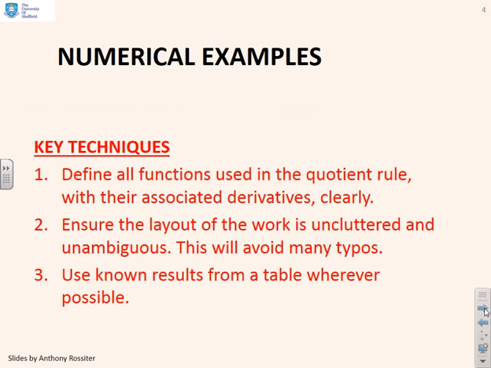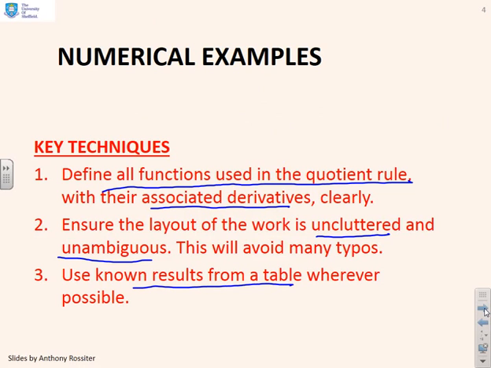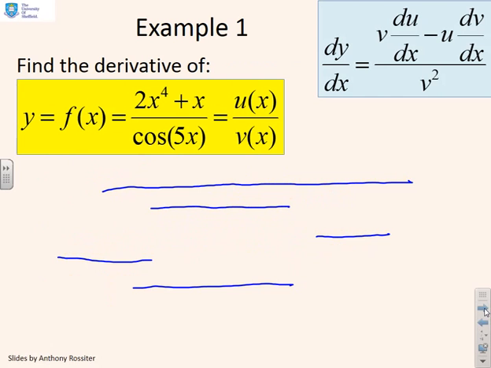How are we going to do this then? There's a key technique that you should deploy to keep things simple and correct. First of all, define all the functions used in the quotient rule with their associated derivatives clearly. Ensure the layout of your work is uncluttered and unambiguous, and this will help you avoid many typos. And wherever you can, use known results from a table. So, 3 simple pieces of advice that should make solving the derivatives straightforward and reduce the number of errors, apart from typos, which happens to anyone.